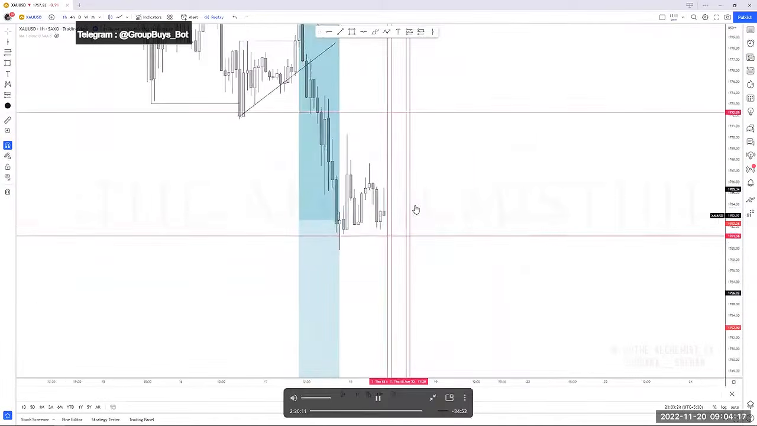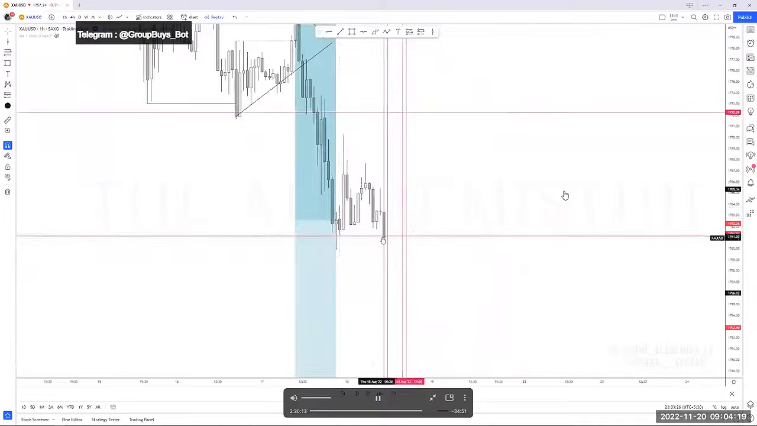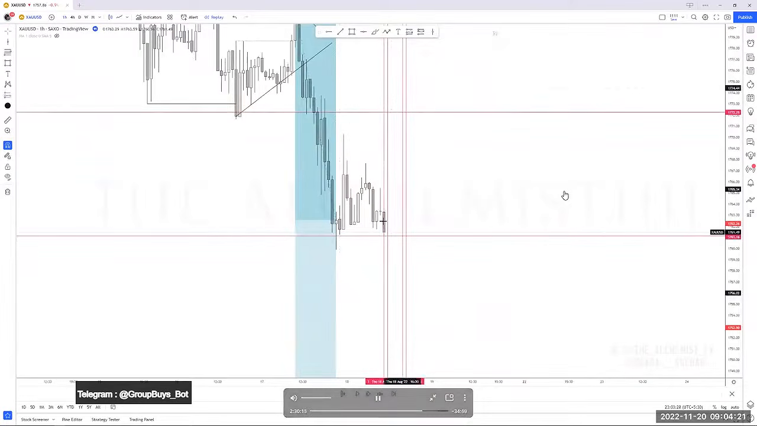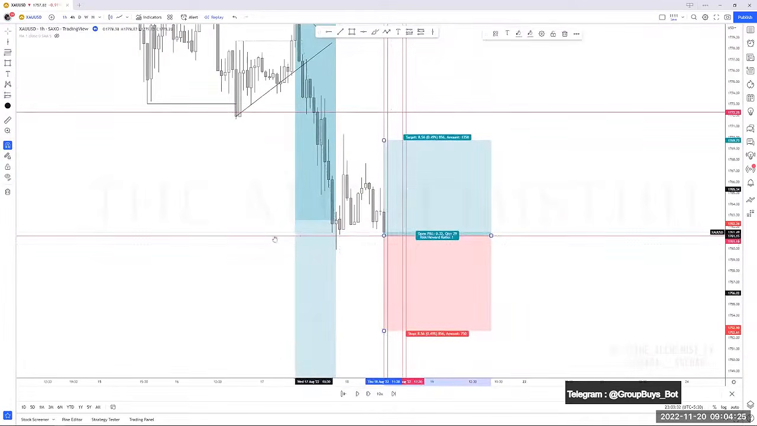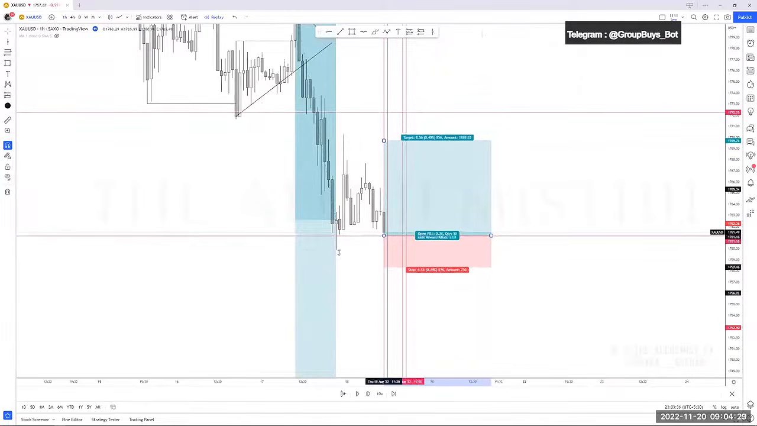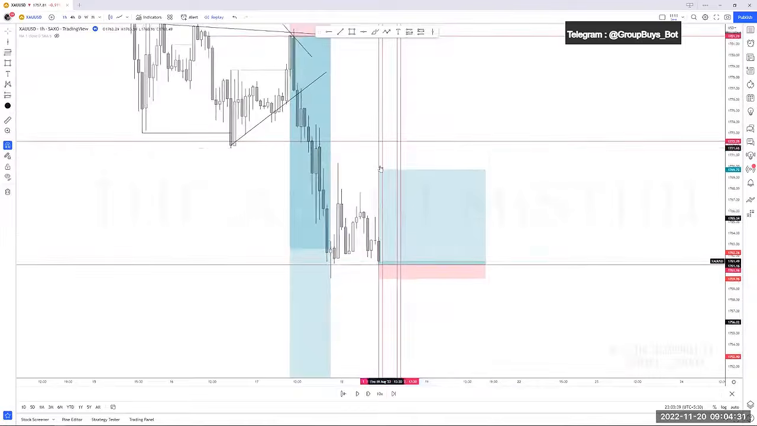So let's see. Asian low taken out right at 11:30. So what am I doing? Buying it here. Where am I buying it from? Once again from that same daily level. Can you see it? Same daily level. Buying it, stop loss can go below these lows. 12 pips.